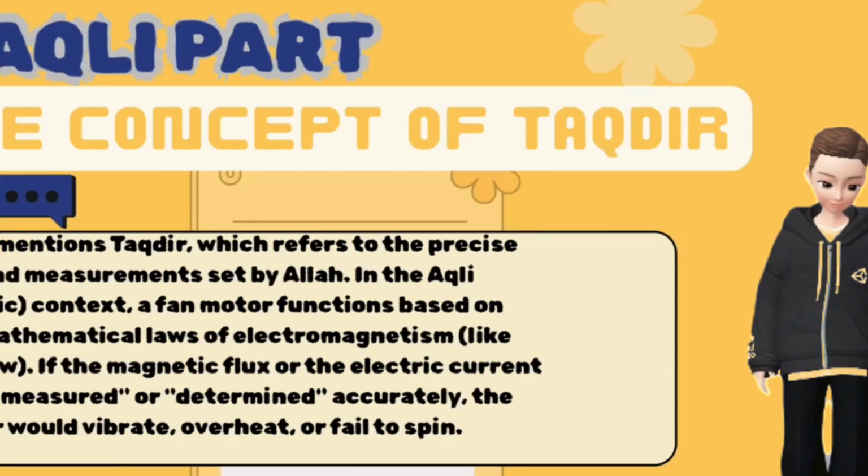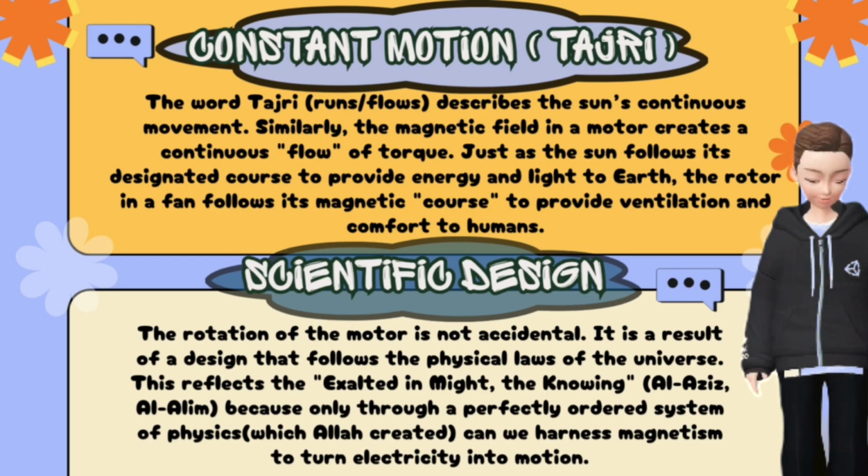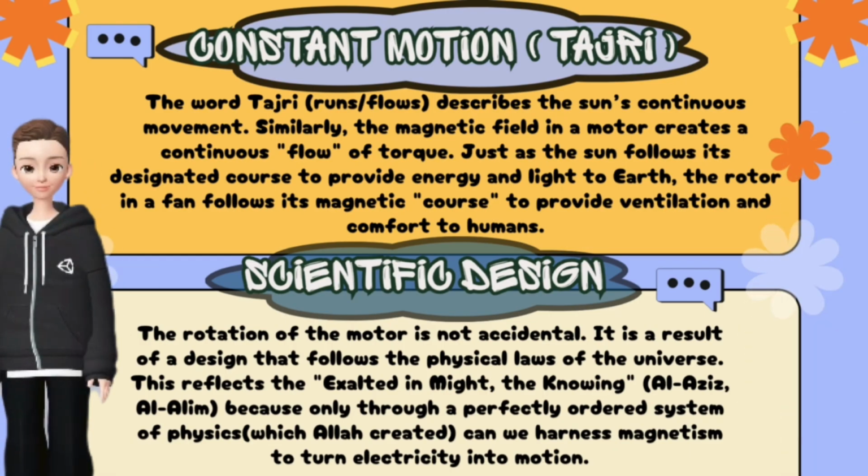Now, let's look at the linguistic element. The word taqdir means precise measurement and determination by Allah. In a fan motor, the magnetic field and electric current must be measured accurately to ensure the motor runs smoothly and efficiently. Instead, the word tajri means continuous movement. Just like the sun moves continuously, the rotor in the fan motor also rotates continuously through magnetic force. This shows the greatness of Allah's design and the perfection of physical laws.